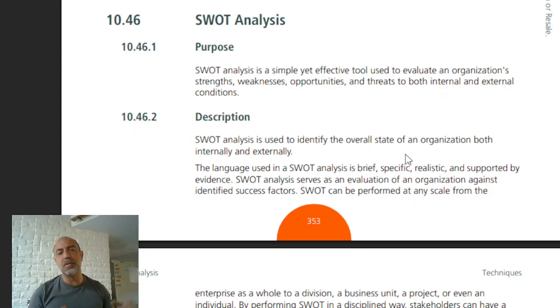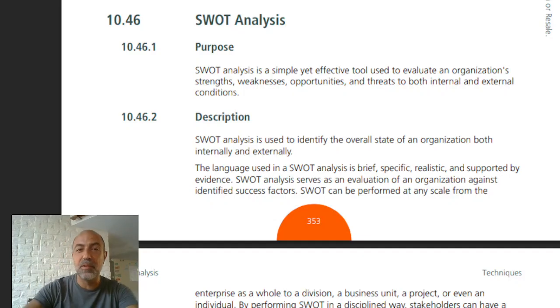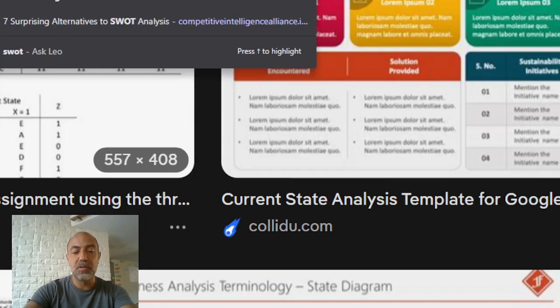All right, SWOT analysis. What's the purpose? Strengths, weaknesses, opportunities, and threats. SWOT analysis is a type of analysis. There are four major types of analysis, I think. Let me just search SWOT analysis.